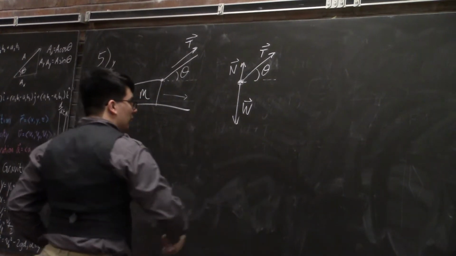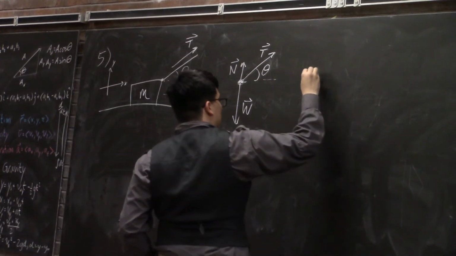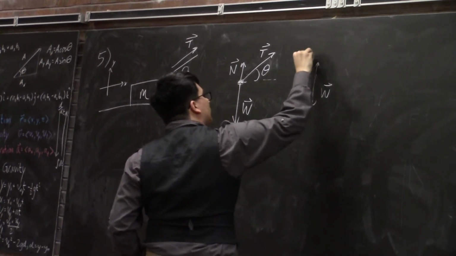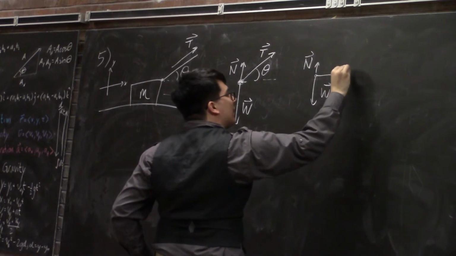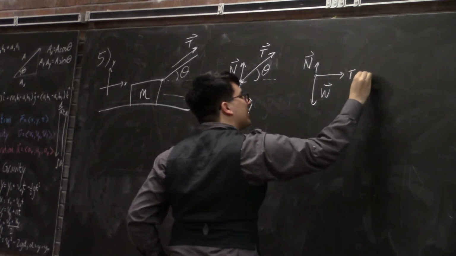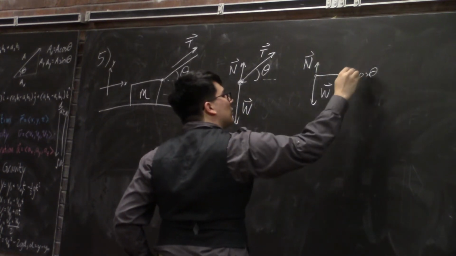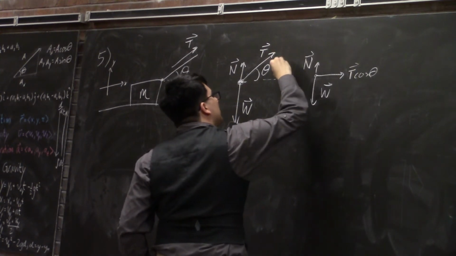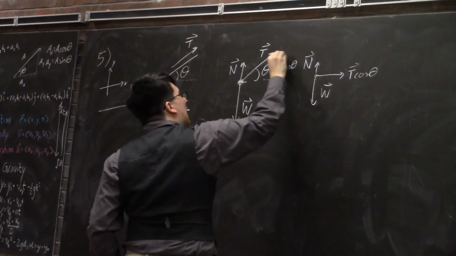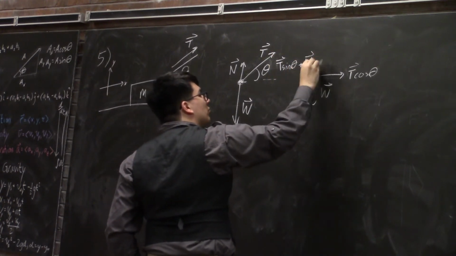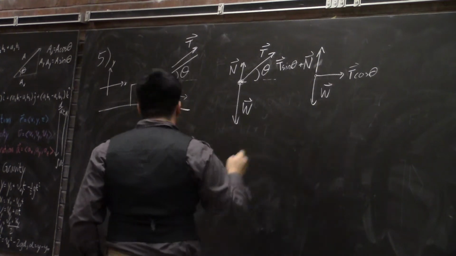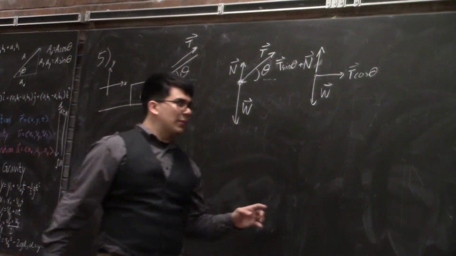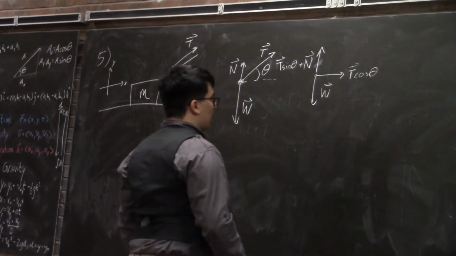Right? So I can rewrite this now as the weight vector coming down here, the normal force up here, T cosine theta going in that direction, and T sine theta added to this normal force to completely counteract the weight. All right? So we have two equations that we can really talk about now.